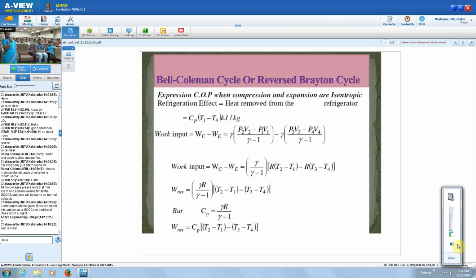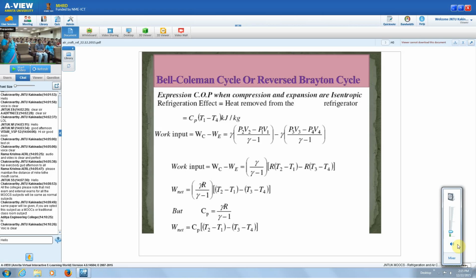Then the work input is the work required by the compressor minus the work done by the expander. Assuming that this is an isentropic process, we can write this as gamma into (P2 V2 minus P1 V1) by (gamma minus 1), that is the work required by the compressor, minus the work done by the expander, that is gamma into (P3 V3 minus P4 V4) by (gamma minus 1), where 3 to 4 is the expansion process.